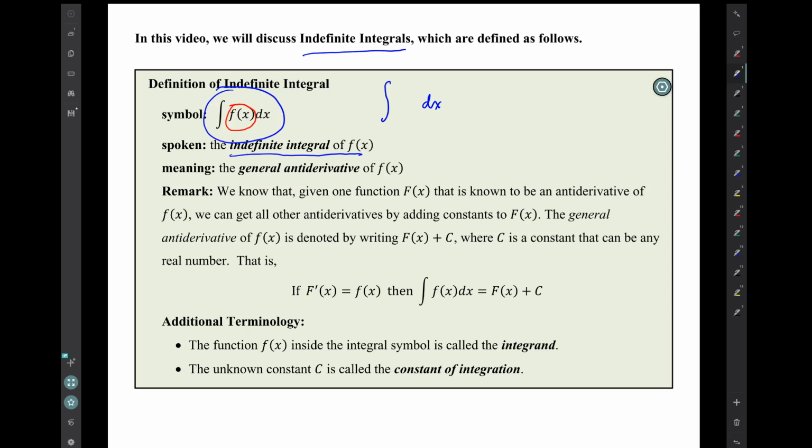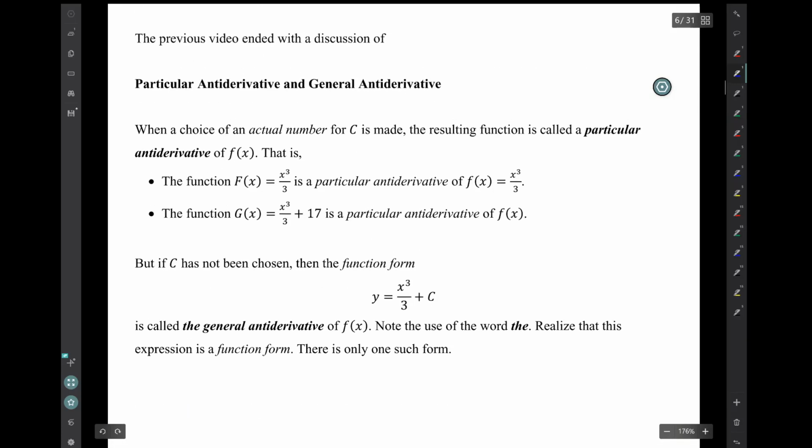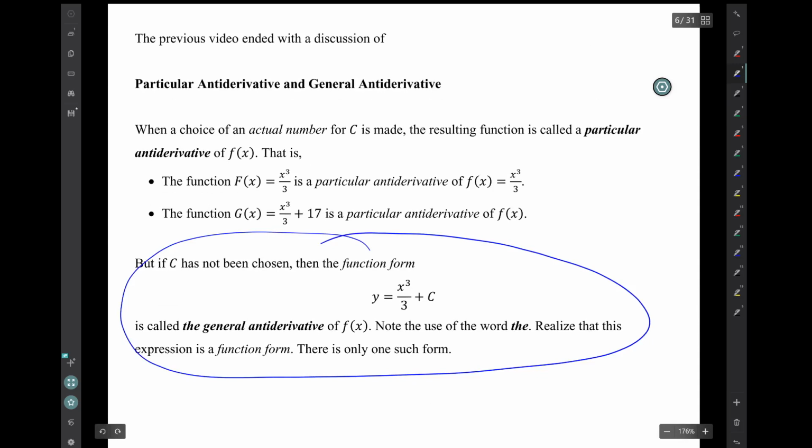Now what does it mean? It means the general antiderivative of little f of x. Remember, we've discussed that. The general antiderivative is the antiderivative form, the function form, that has the plus c.